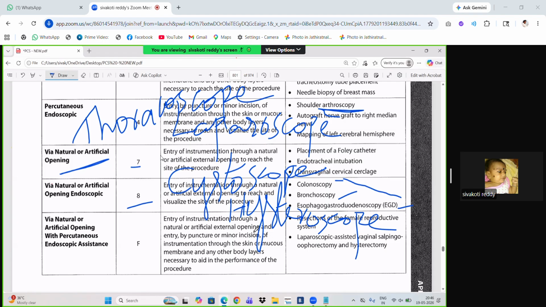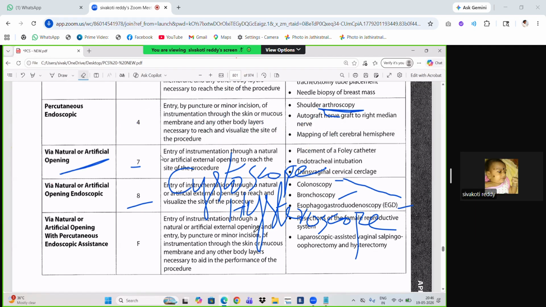Hysteroscopy to visualize the ovaries or fallopian tube. Cystoscopy to kidneys. Noted as scopies. Yes, sir. Thank you, guys.